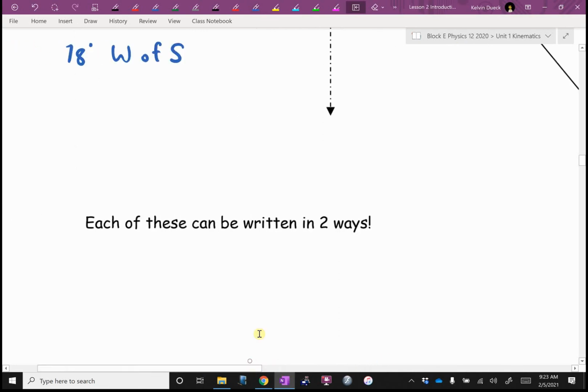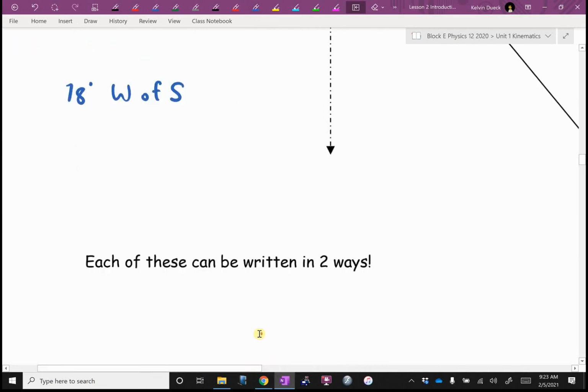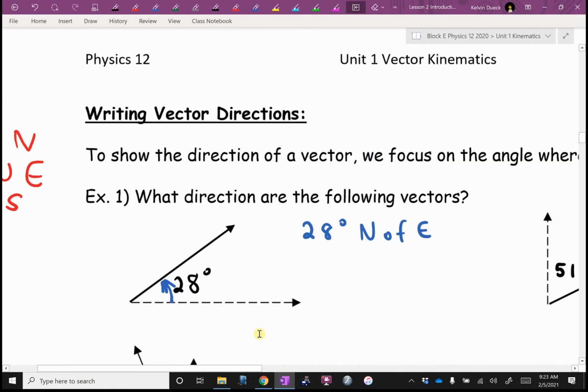Surprise, each one of these can be written in two different ways. Go back to the first one. Draw a little vertical dotted line like that. How big is this angle here? Sure. 62, because these two add to 90. The fancy word for that is they're complementary. My mom says I'm supposed to be complementary. She means something different. So this is 72 degrees.